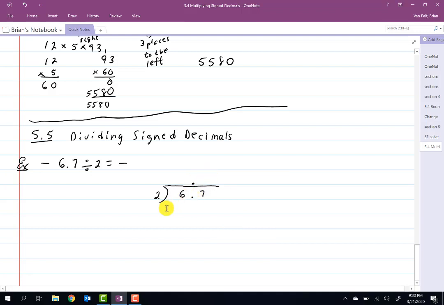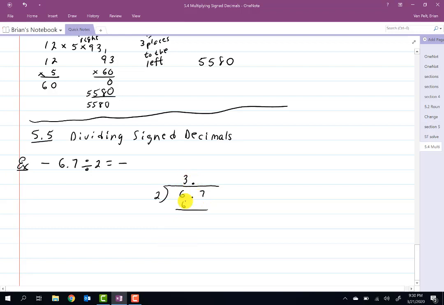I'm going to line my decimals up exactly. This is extremely important. You mess these decimals up and you might as well forget the problem. It's a done deal. So let's start. Do like you normally do, just like you do 2 into 67. I'm going to do 2 into 6 goes 3 times.